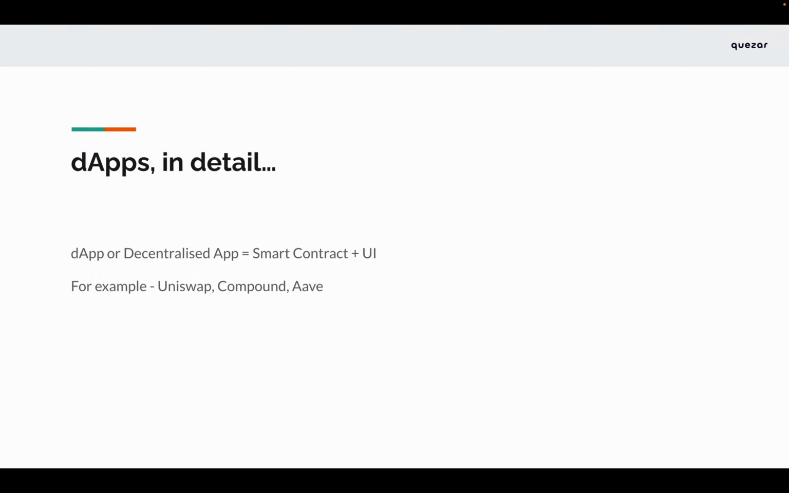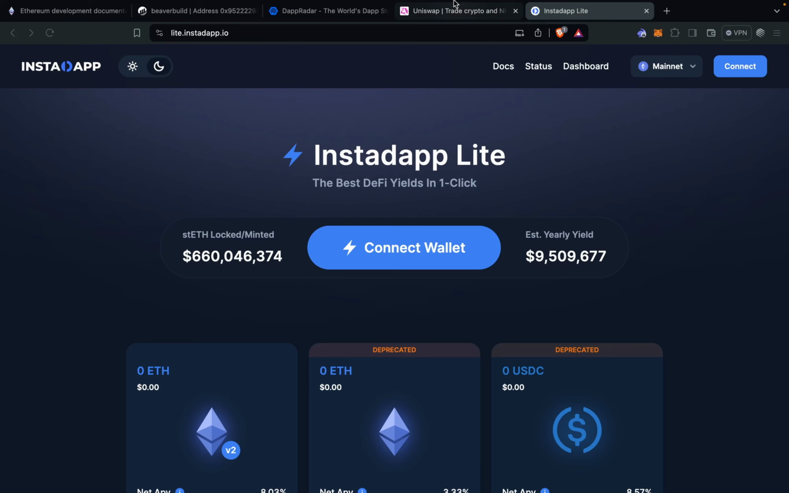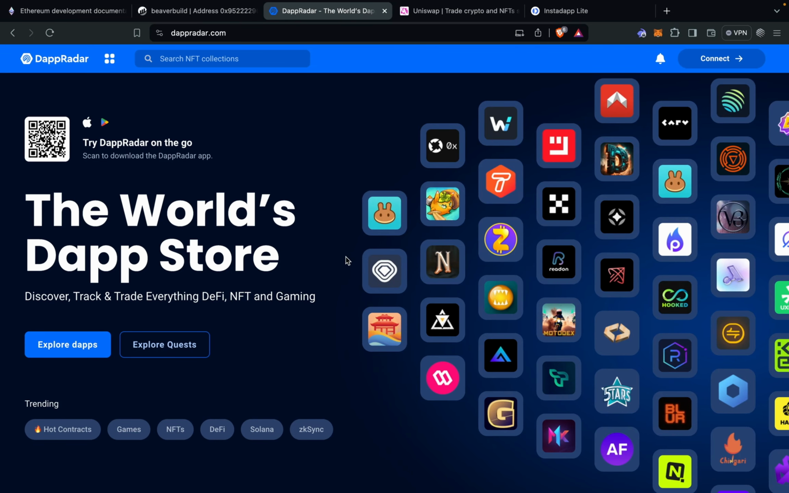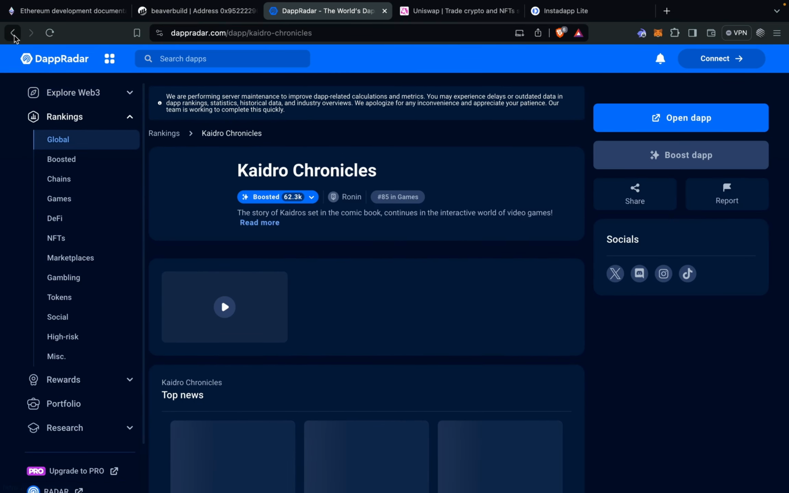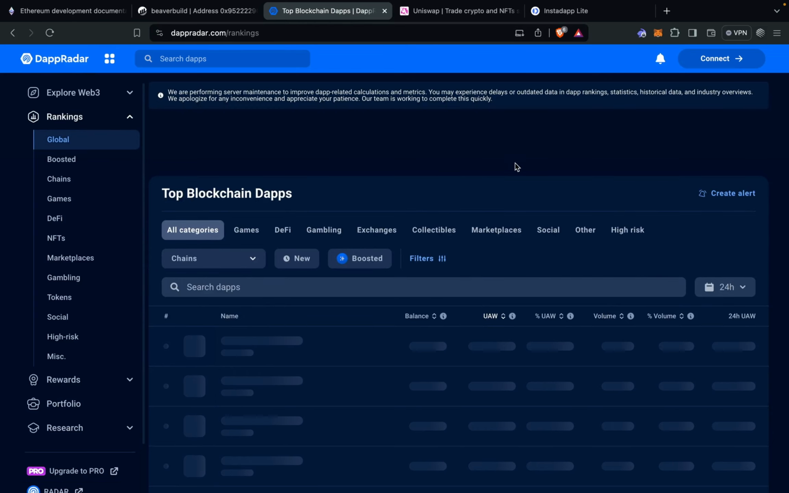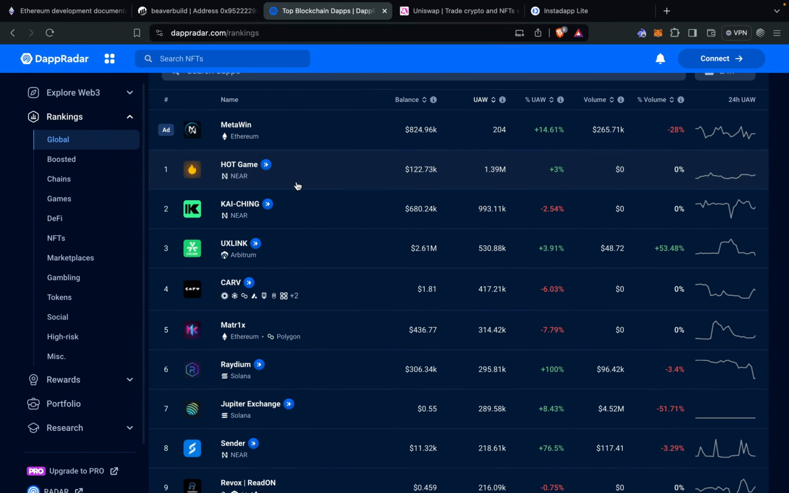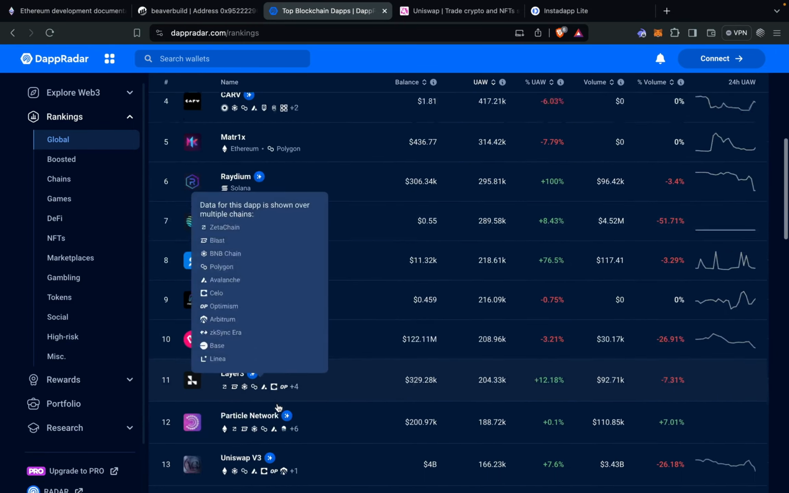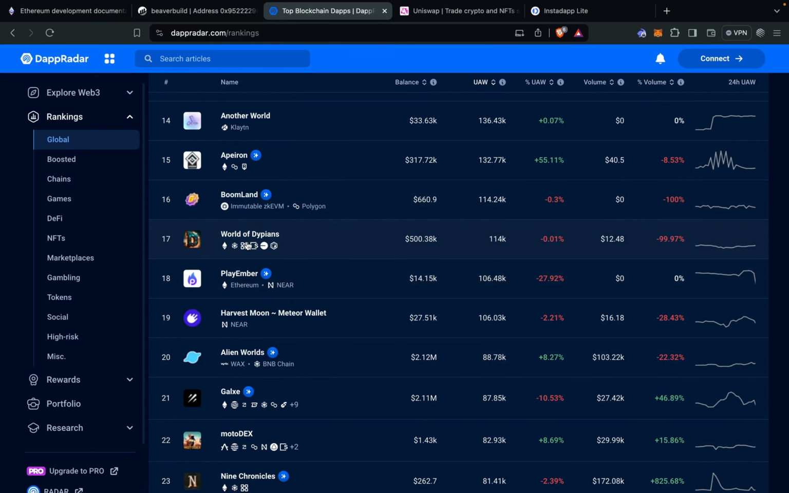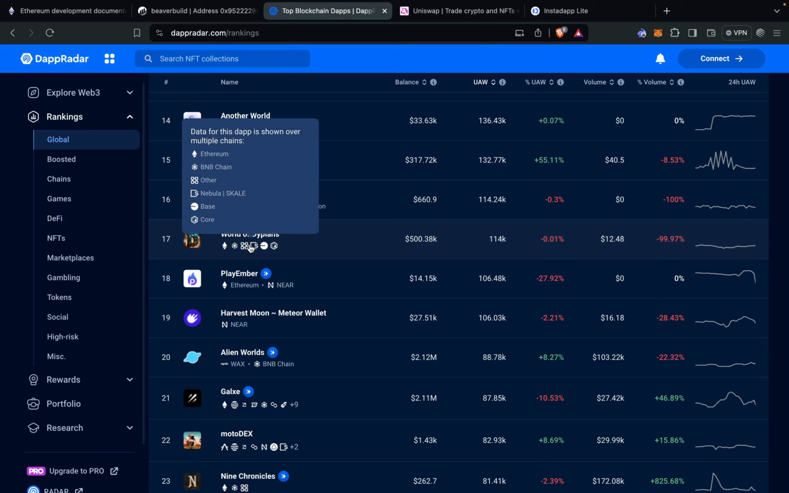So there are many dApps out there like Uniswap, Compound, Aave, InstaDapp, etc. There's actually a site called Dapp Radar where you can discover many dApps. So you can go to explore dApps, and you'll see many dApps deployed on different blockchains like Meta1 is deployed on Ethereum, Hot Game is deployed on Near. So you have a list of many dApps deployed on different kinds of blockchains. You can see that this World of Typians is deployed on Ethereum, BNB, Nebula, Base, and Core.